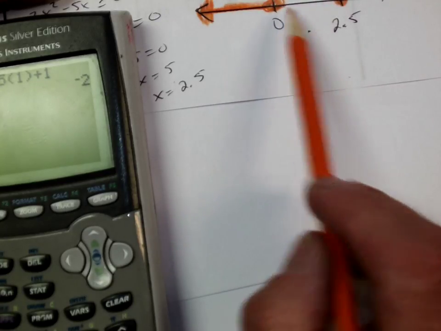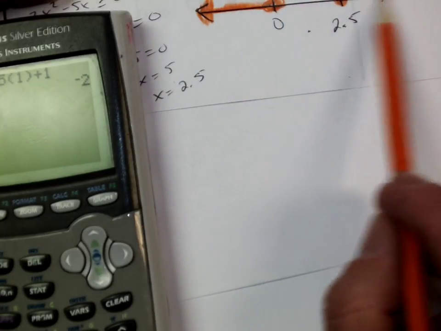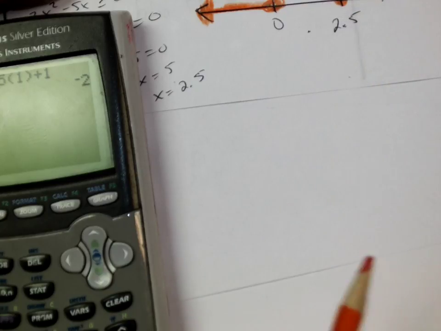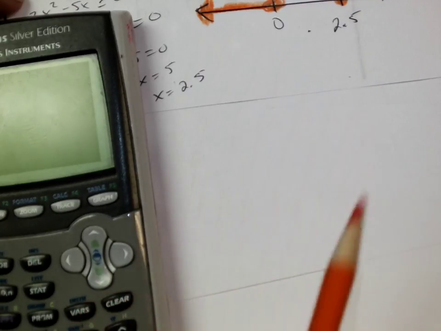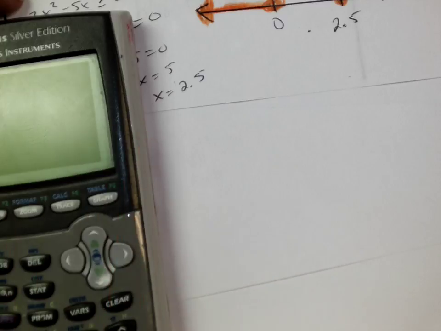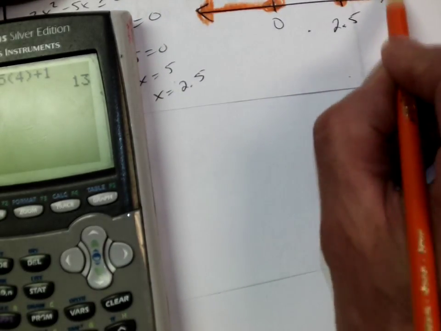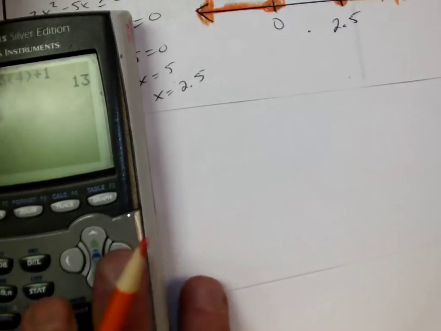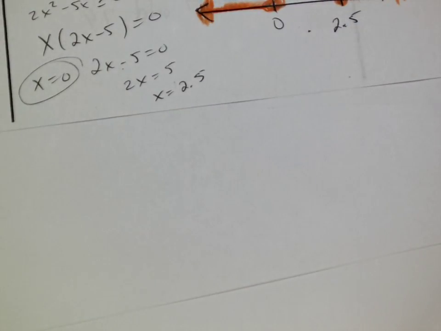That's not true. Now, give me a number in here. 4 sounds great. Let's use 4. So I'm going to go 2 times 4 squared, subtract 5 times 4, plus 1. Boom, I get 13. Is 13 bigger than 1? Yeah, so let's shade that region. How's that look?